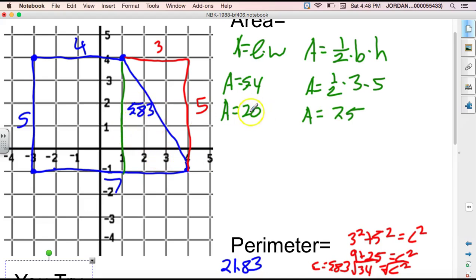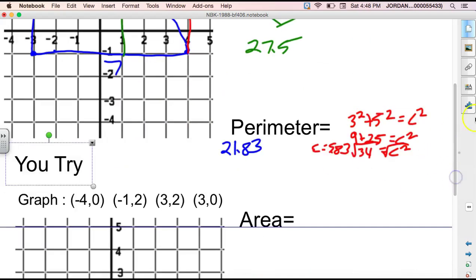So now we're going to add these two together. We've got the area of the rectangle and the area of this triangle. Add them together, and we get 27.5 for the area of the entire shape. All right, so I'm going to go ahead and pause it. You guys try the last one.